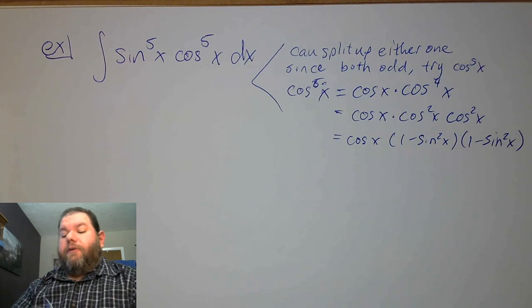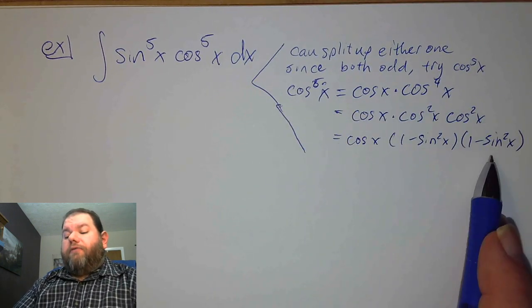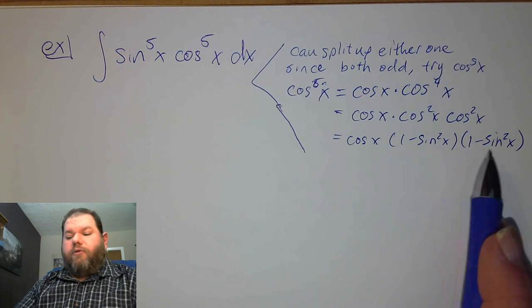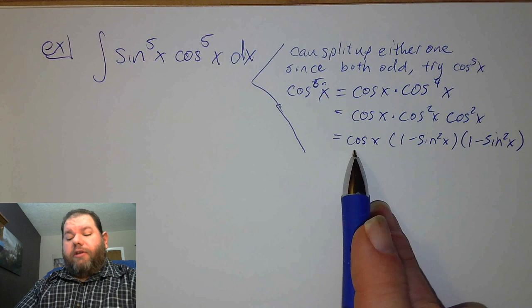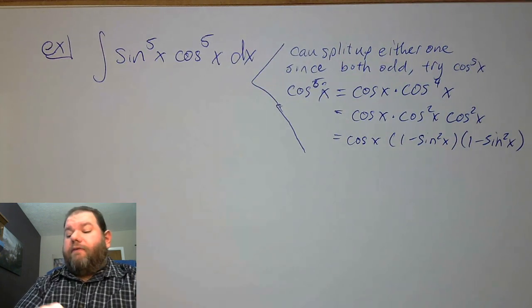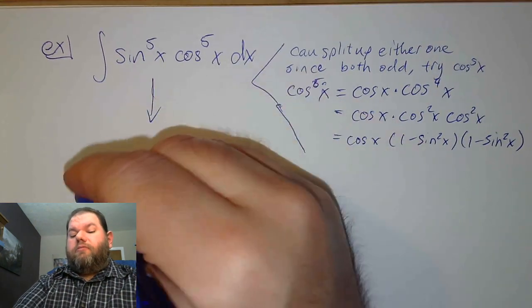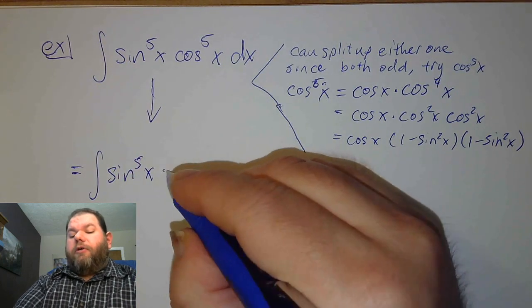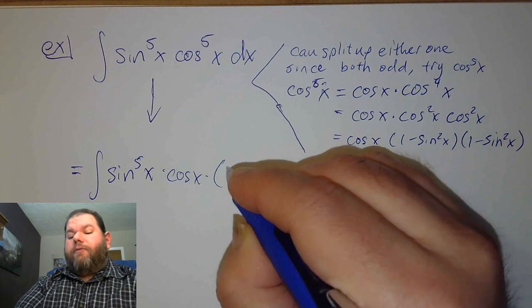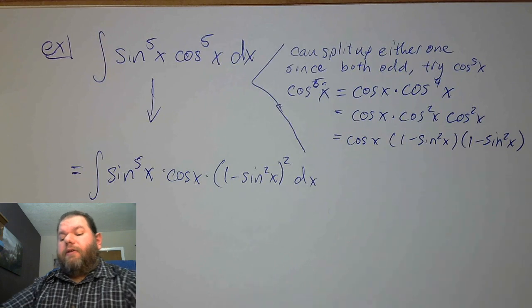So that'll be our substitution for cosine to the fifth. Now here, if we like, we can take 1 minus sine squared and 1 minus sine squared and make it 1 minus sine squared in parentheses squared, since there's two of them. But we certainly have one single cosine left over by itself. So our sine to the fifth was unchanged. Now we have a single cosine x, and then we have 1 minus sine squared of x twice dx.